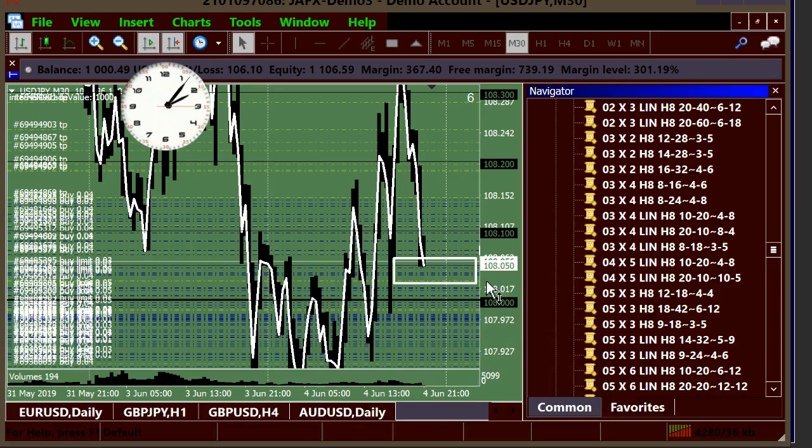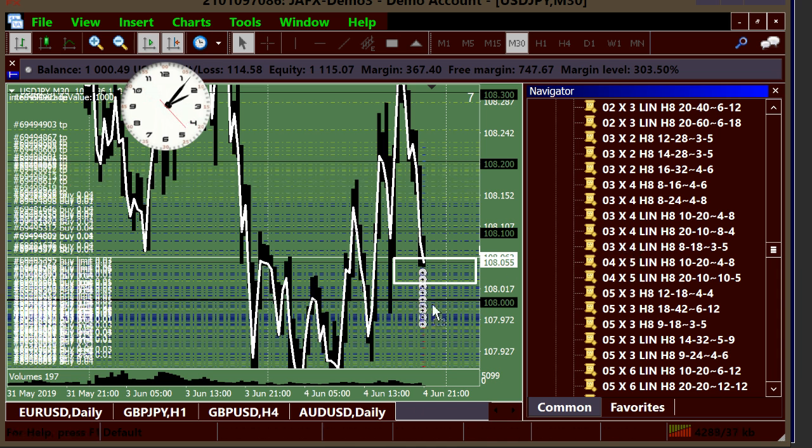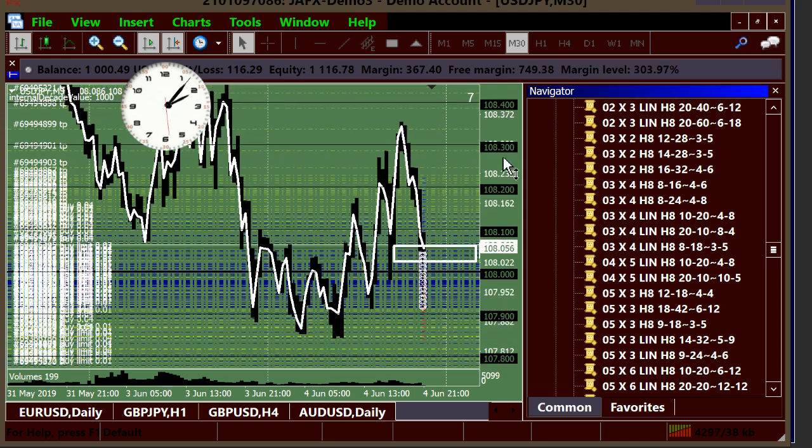Let's see if I can do the same thing here. I'm going to put a scalp in here. So this is 8 hours. I'm saying that I'm going to buy this pullback. I don't think that's a lot of risk. I'm risking about $10 there.